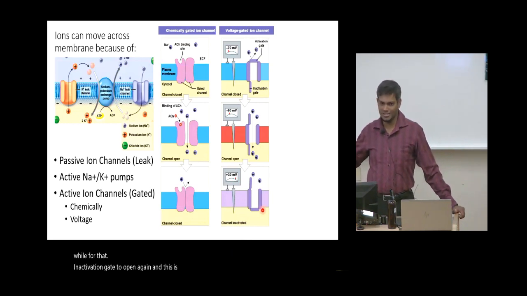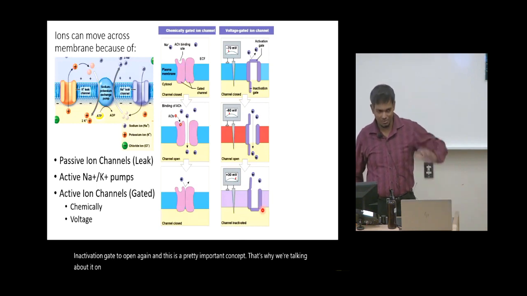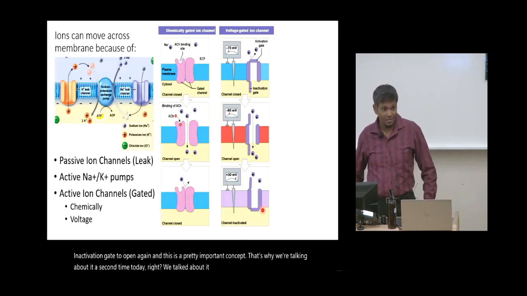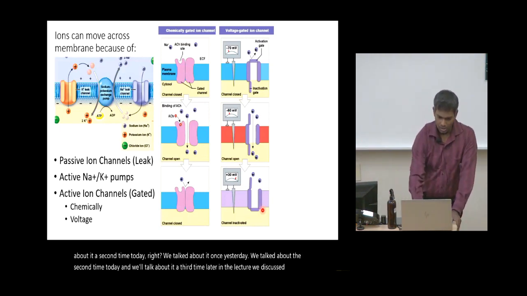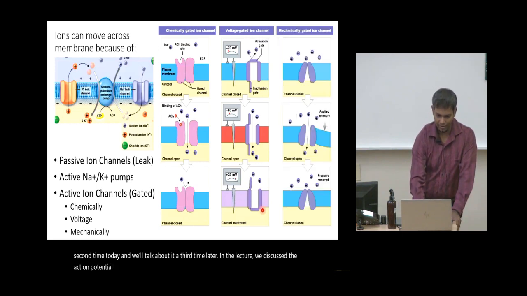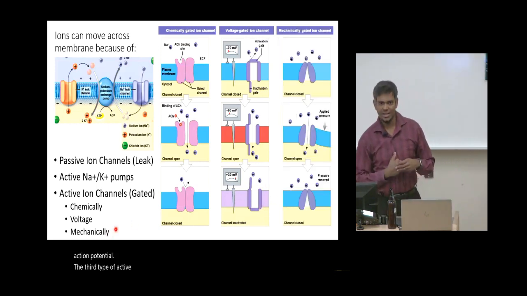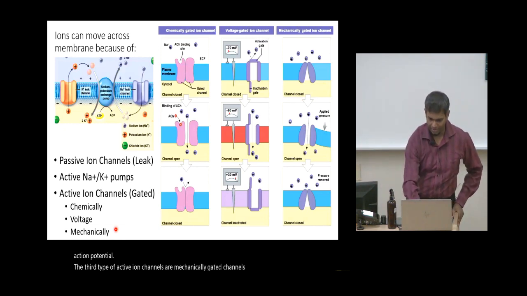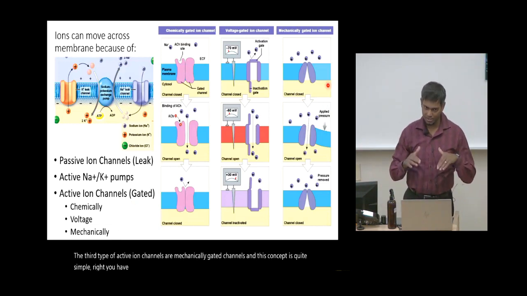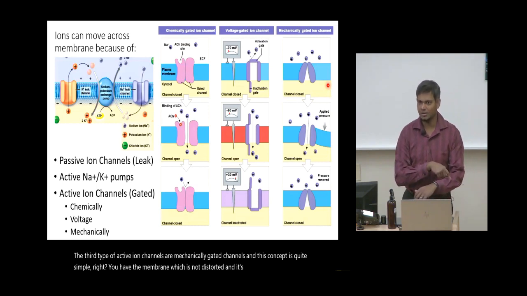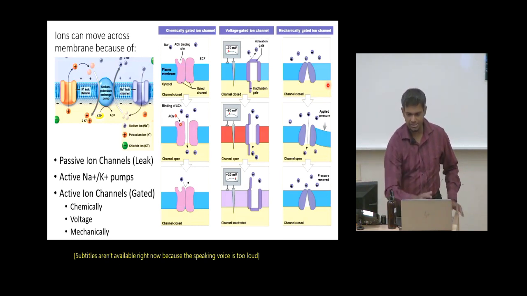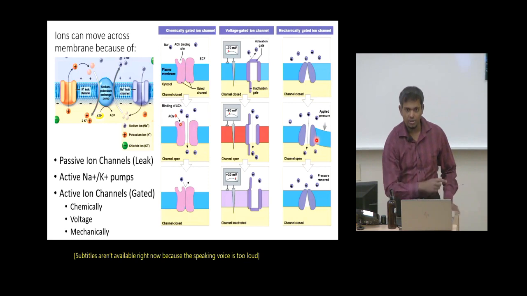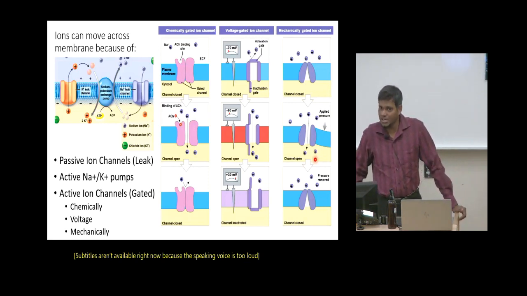And this is a pretty important concept. That's why we're talking about it a second time today, right? We talked about it once yesterday, we talked about it a second time today, and we'll talk about it a third time later in the lecture when we discuss the action potential. So the third type of active ion channels are mechanically gated channels, and this concept is quite simple, right? You have the membrane which is not distorted and it's closed, but when a touch receptor is activated because of mechanical distortion, we see these channels will open and ions can flow in. You take away the touch stimuli and the channels will close.